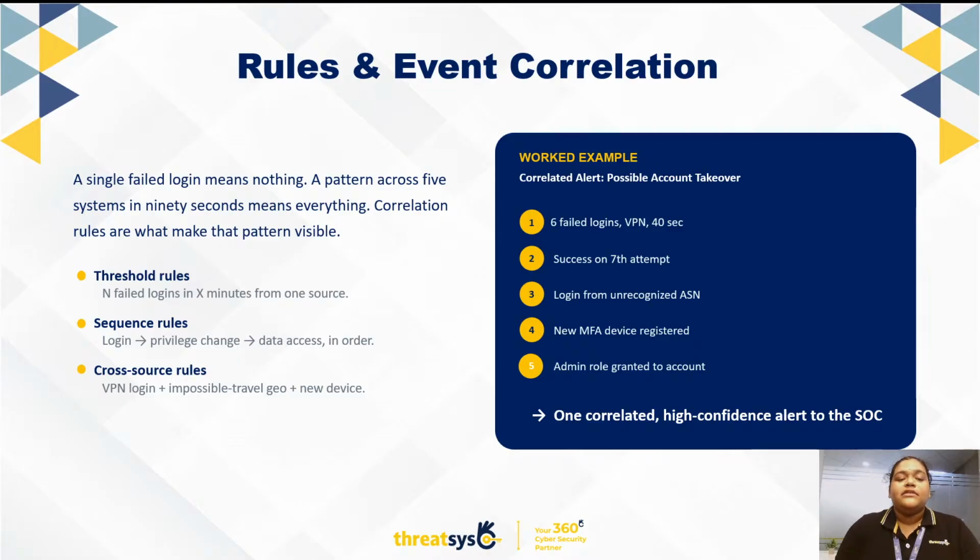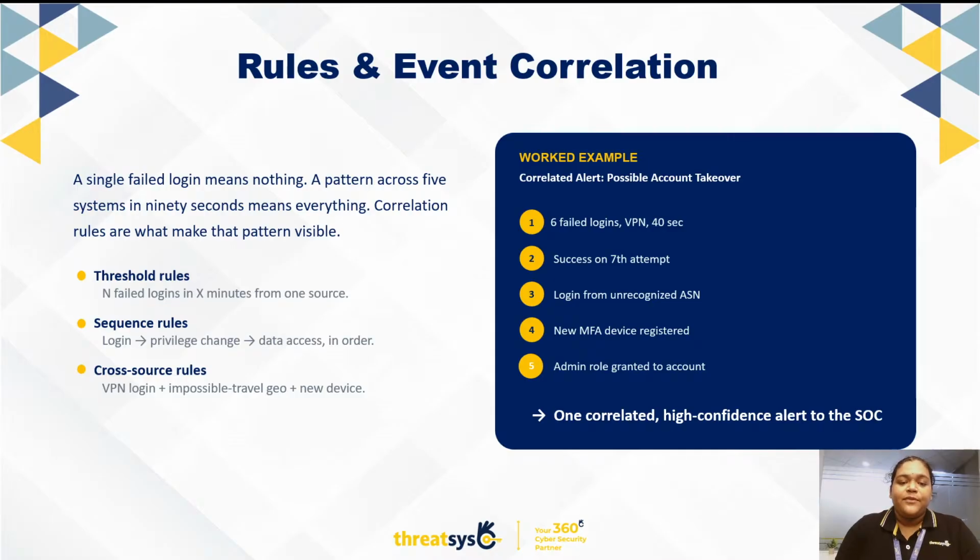A single event may not provide enough information to identify an attack. For example, one failed login could simply be a user entering the wrong password, but if multiple failed logins are followed by a successful login, a new device registered, and a privilege change, the pattern becomes much more suspicious. Correlation allows the SIEM to connect these related events and generate a higher confidence detection.